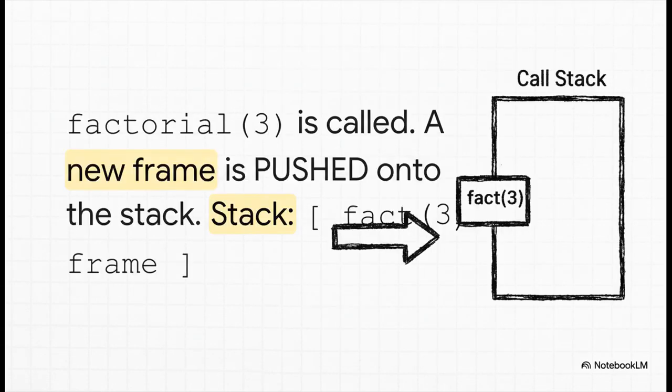Here we go. Our program starts by calling factorial 3. Instantly, a new stack frame is created just for this call, and it's pushed onto the top of the call stack. Inside this frame, we've got the argument 3 and, crucially, the return address pointing back to our main program.